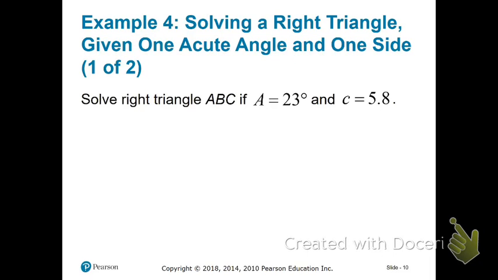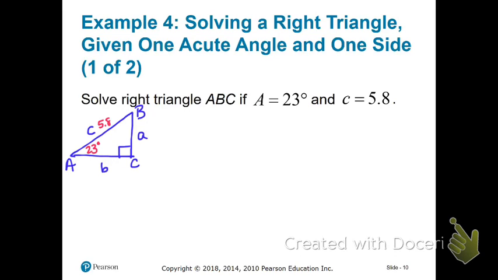Let's solve the right triangle ABC if angle A is 23 degrees and C is 5.8. So it's a right triangle. Angle A, B, and C. So sides A, B, and C. So we know angle A is 23 degrees. And side C is 5.8.